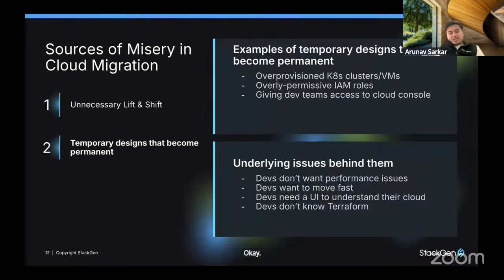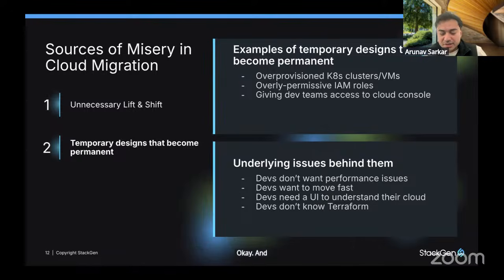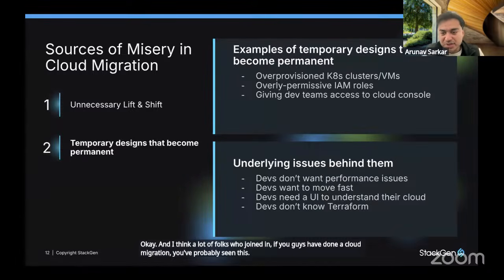Now let's get into the second source of misery. At a high level, I couldn't think of a more eloquent way to say this, but it's just temporary designs that end up becoming permanent. If you have done a cloud migration, you've probably seen this. Some examples of temporary designs are: we're migrating clouds, and we're going to just over provision the clusters and whatever compute resources we have.